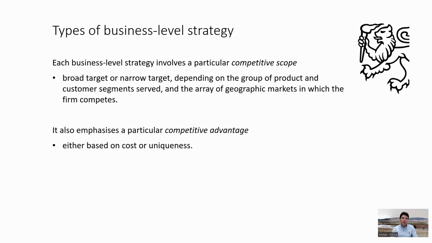So each business level strategy involves a particular competitive scope and looking at whether we want a broad target, so we want to look at many people or a wide demographic or sociographic segment, or a narrow target, whether we have a specific geographic location or demographic or group of people that we're trying to target. And depending on the group of product and the customer segment served, as well as the array of geographic markets in which the firm competes, defines the competitive scope that your organization has.